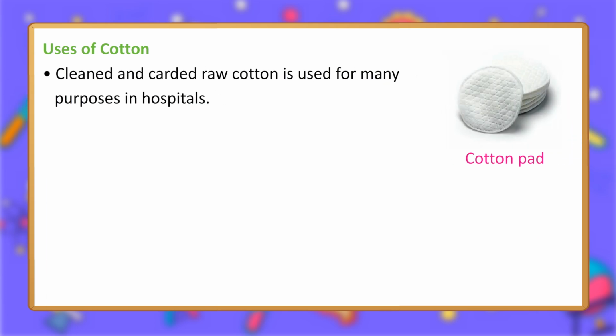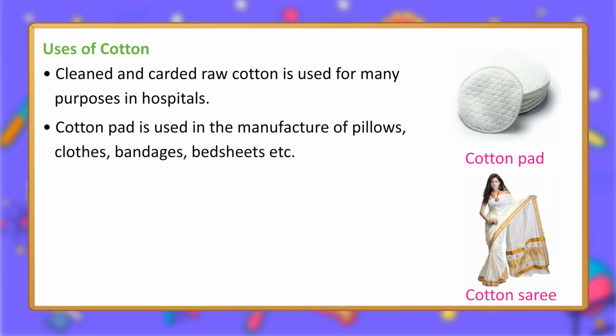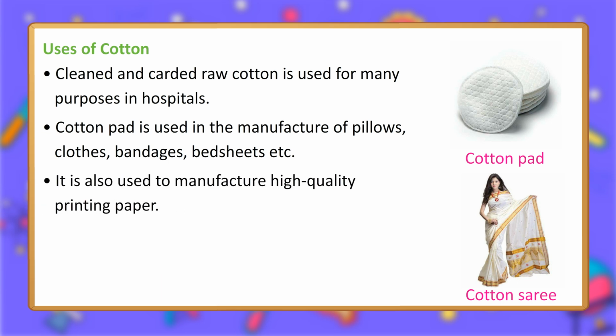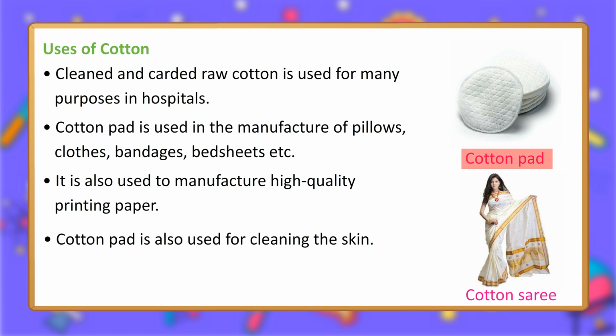Uses of cotton. Cleaned and carded raw cotton is used for many purposes in hospitals. Cotton pad is used in the manufacture of pillows, clothes, bandages, bed sheets, etc. It is also used to manufacture high-quality printing paper. Cotton pad is also used for cleaning the skin. Cotton pad. Cotton sari.